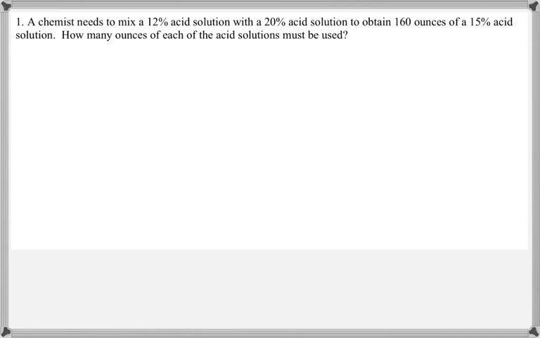So it says a chemist needs to mix a 12% acid solution with a 20% acid solution to obtain 160 ounces of a 15% acid solution. How many ounces of each of the acid solutions must be used? So we have a lot of information. We're mixing a 12% with a 20% to obtain a 15%, and it's specifically 160 ounces of that. And again, the last sentence usually tells us what we're trying to find. So how many ounces of each must be used.